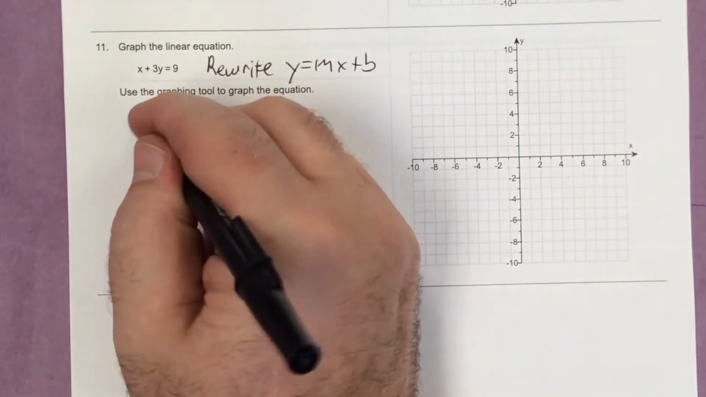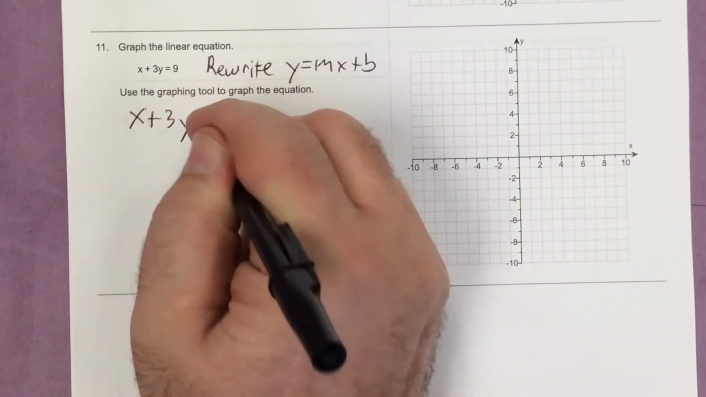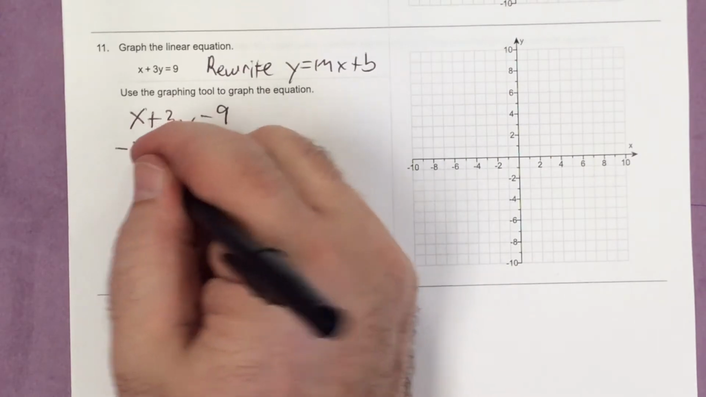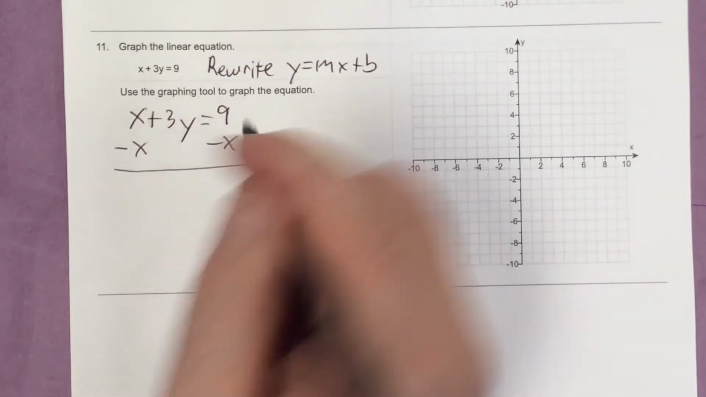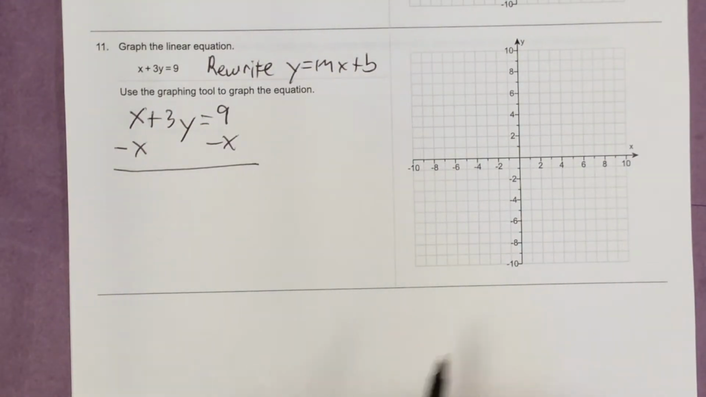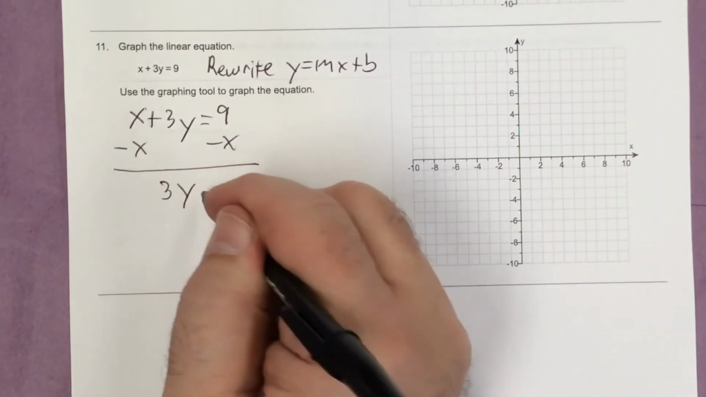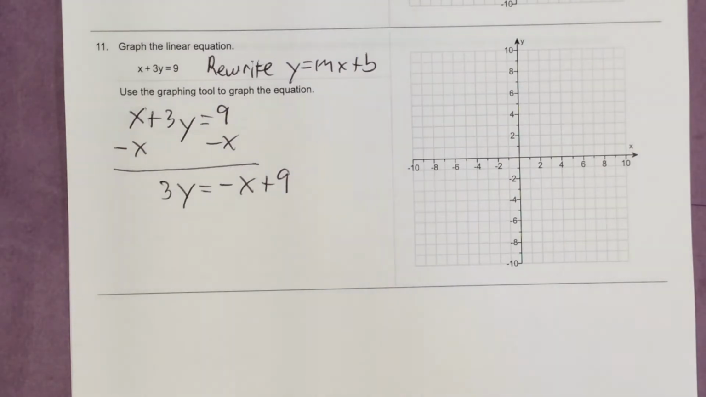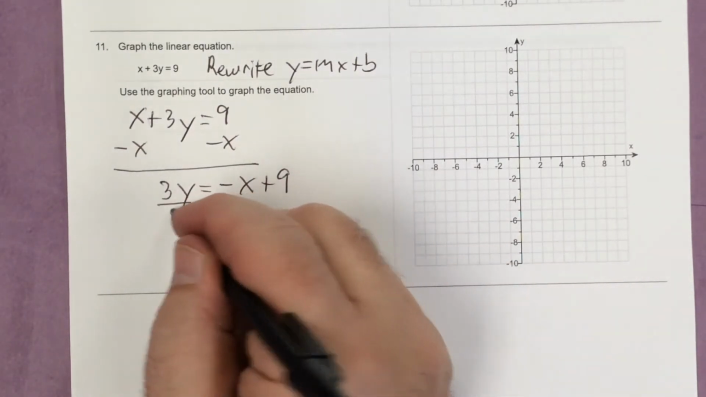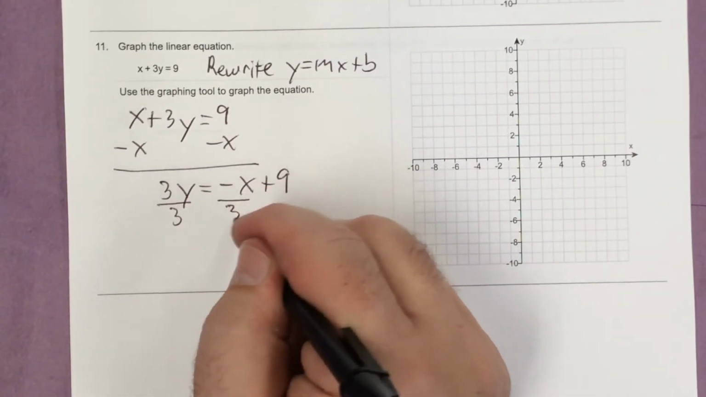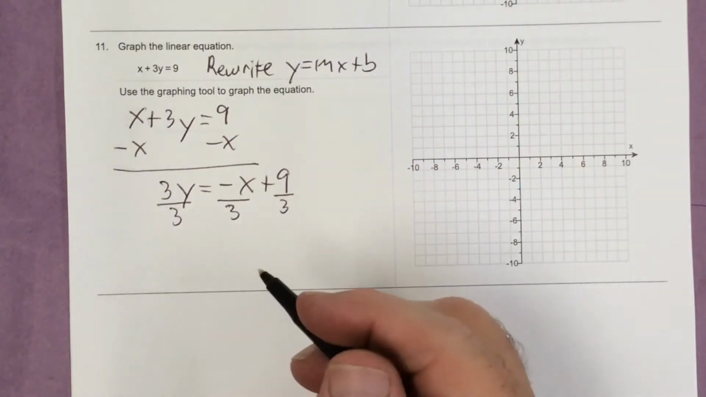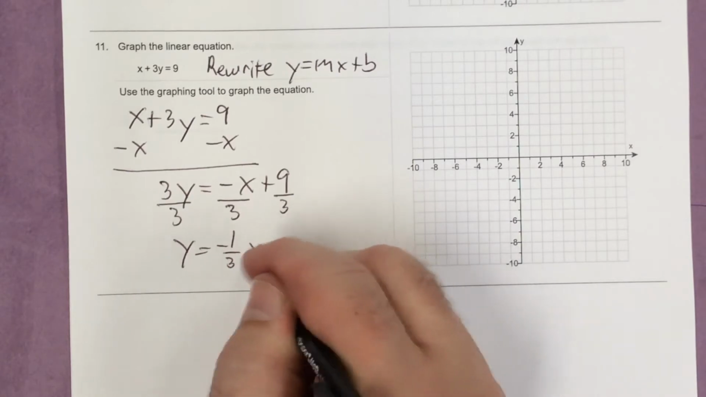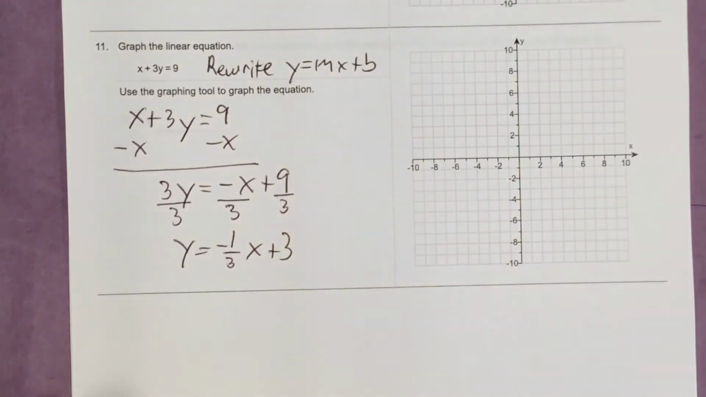So if I'm given my original equation, x plus 3y equals 9, what I'm going to do first is subtract x on both sides. Or if you want to, you just move it to the opposite side like I've taught you before. That's going to give me 3y equals negative x plus 9. From here, I can divide each part by 3, and that's going to be y equals negative 1 over 3 x plus 3.